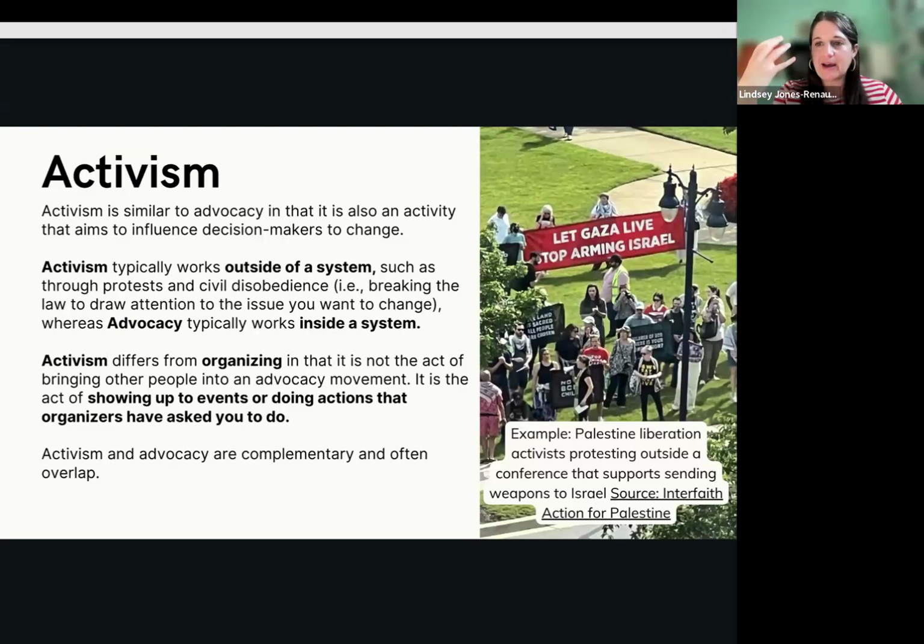Advocacy tends to be a little bit nicer. You do things on their terms, with the decision makers' terms. You have a nice meeting. Activism tends to be more fervent, a little bit angrier, forceful.